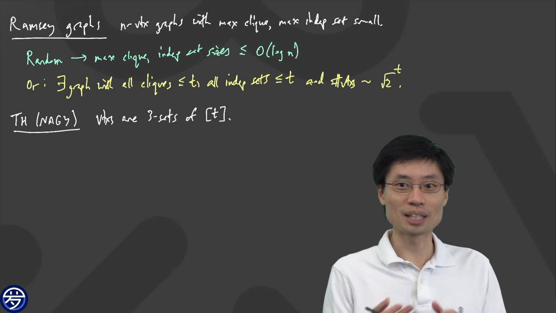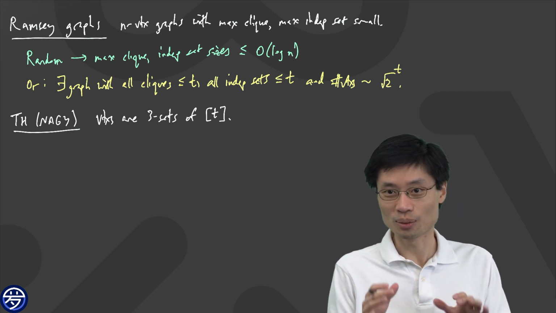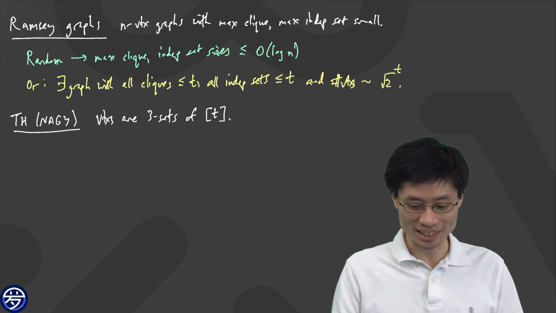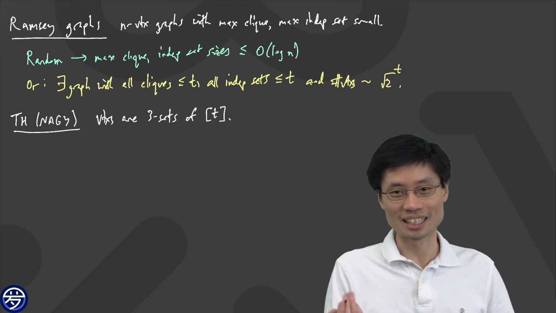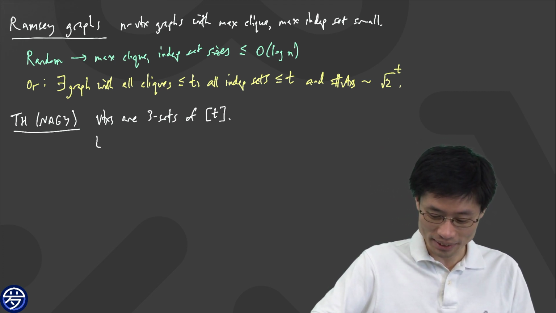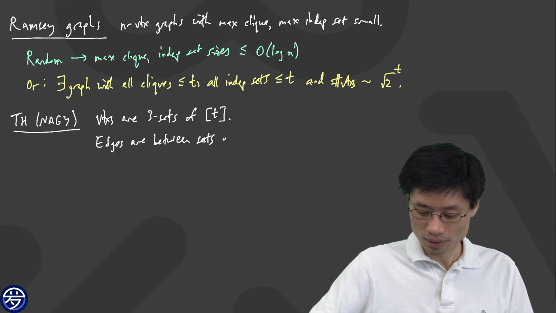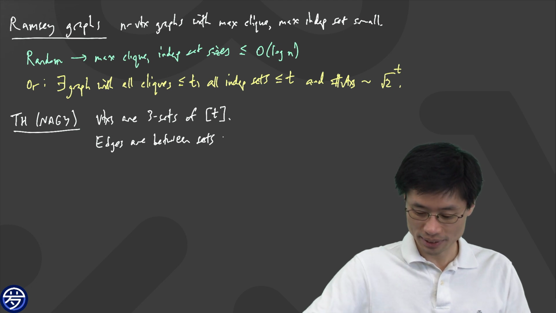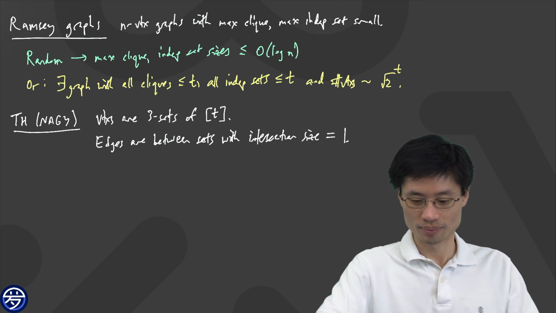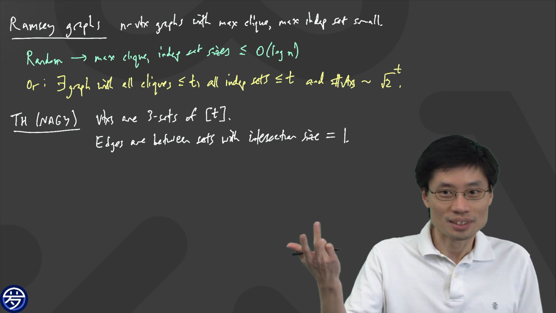Now, if you do this, we have to decide on some reasonable way to decide which 2 sets are adjacent and which 2 sets are not adjacent. And one of the ways that could work is you could say the edges are between sets which have intersection size exactly equal to 1. So this is something you could do.